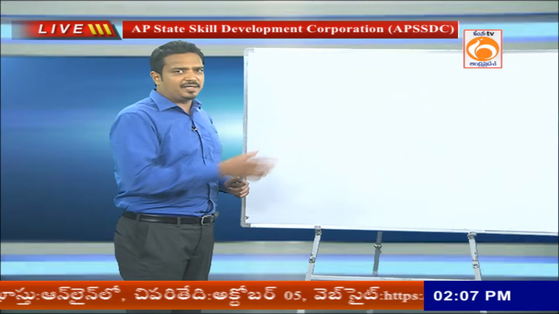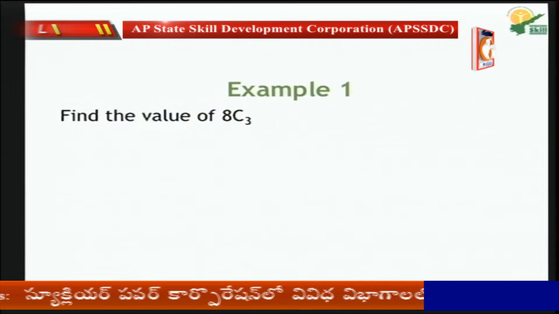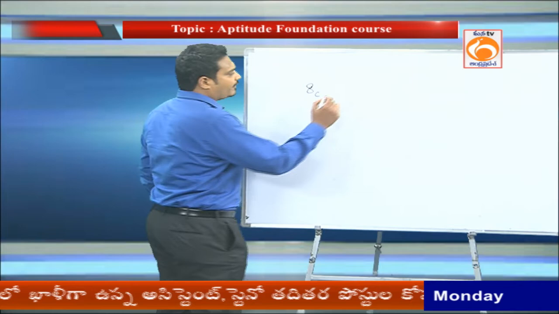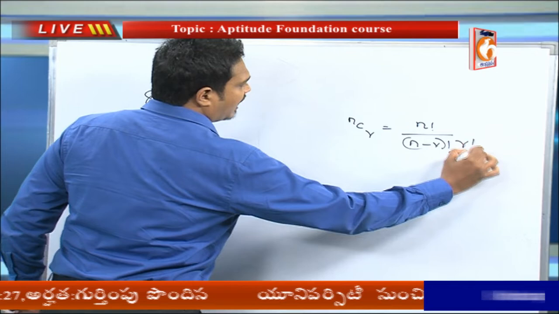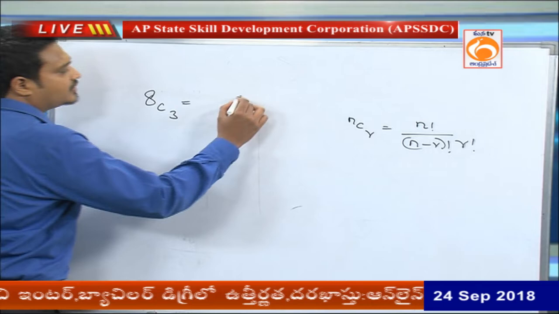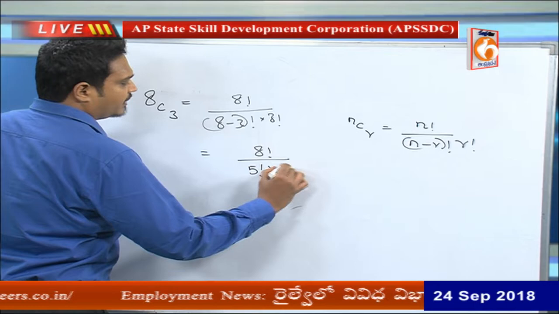If you see the first question here, it is: find the value of 8C3. I repeat, find the value of 8C3. So it's a basic combination question. NCR is equal to N factorial by N minus R factorial into R factorial. Same thing here. So it's 8 factorial by 8 minus 3 whole factorial into 3 factorial, which is 8 factorial by 5 factorial into 3 factorial.